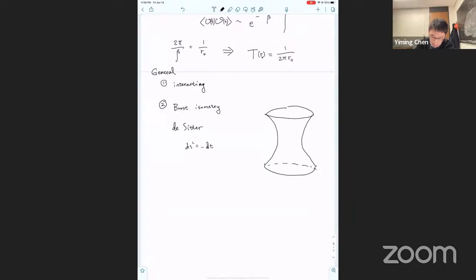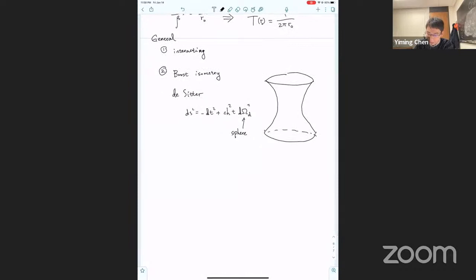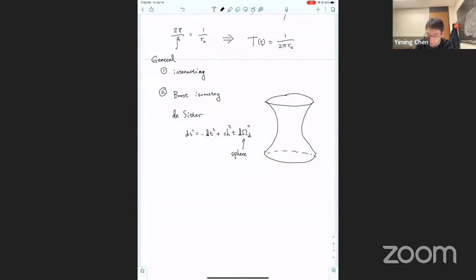It's just given by minus dt squared plus cos squared t times the metric of a d-dimensional sphere. As you probably have heard, in de Sitter there are also different vacua. One of the particular vacua is the so-called Hartle-Hawking state, which is defined as the vacuum with respect to the global time t. So that is the analog of the Minkowski vacuum in de Sitter space.